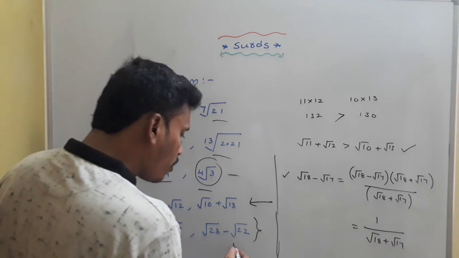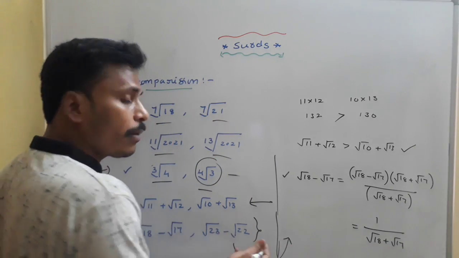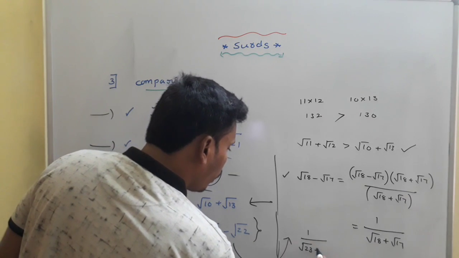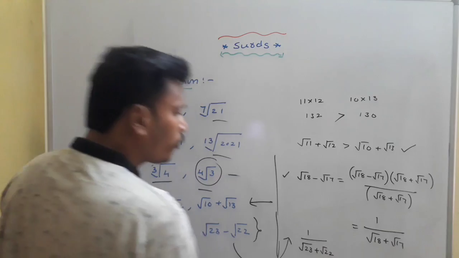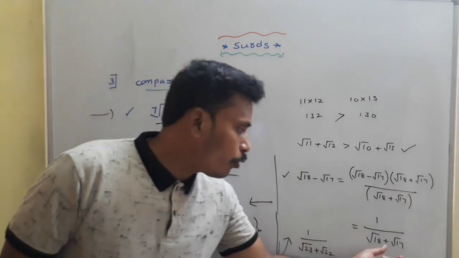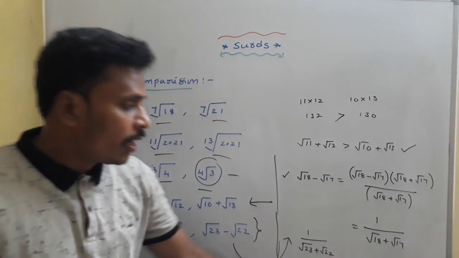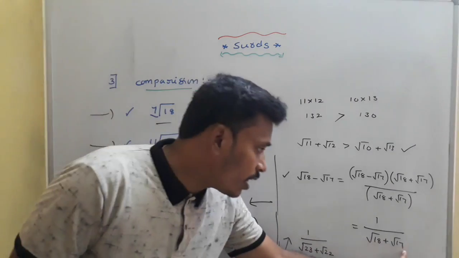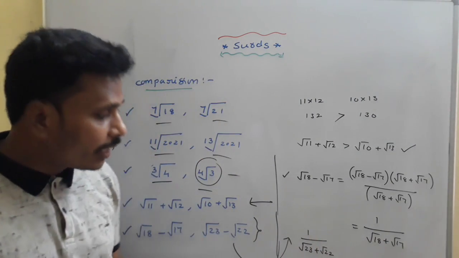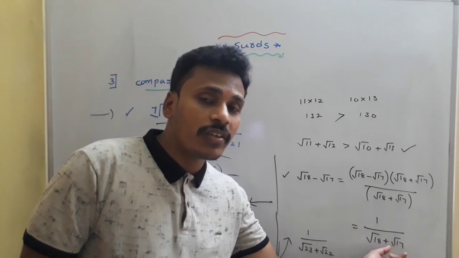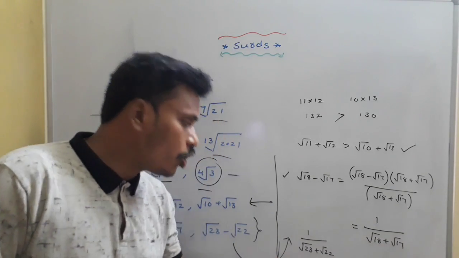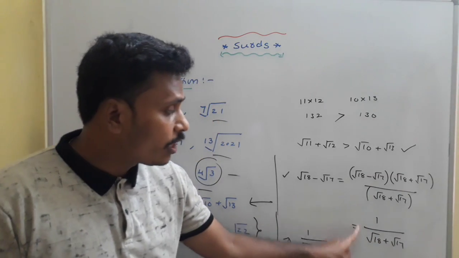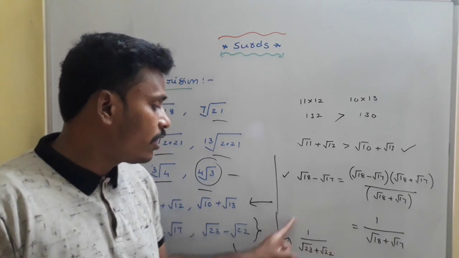In the same way, if you simplify this, root 23 minus root 22, you will get it as 1 by root 23 plus root 22. Now you just think about both denominators. Here 18 is smaller than 23, as well 17 is smaller than 22. That indicates that this root 18 plus root 17 is smaller than this denominator. Since this denominator is smaller than this denominator, this fraction is greater than this fraction.